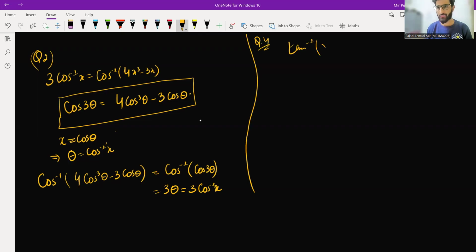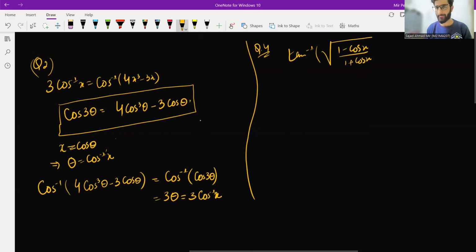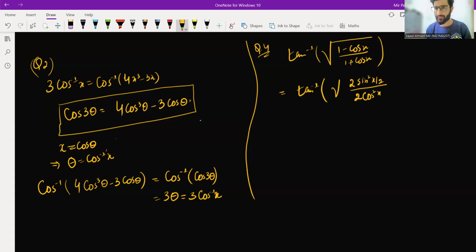Tan inverse of square root of 1 minus cos of x divided by 1 plus cos of x. We have to do the simplification for this part. So tan inverse of square root of 1 minus cos of x, I can write it as 2 times sine square x by 2, divided by 2 times 1 plus cos of x as 2 times cos square x by 2.